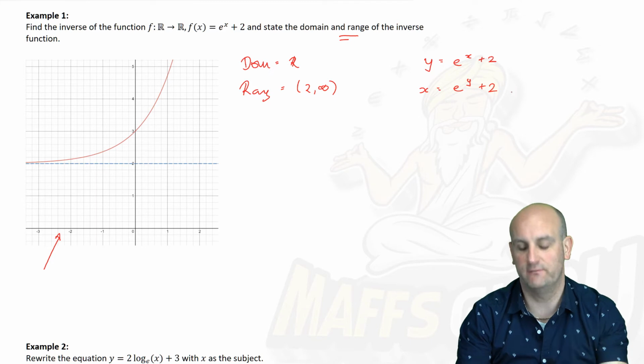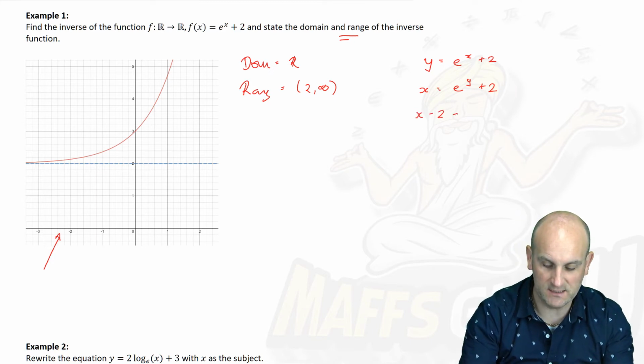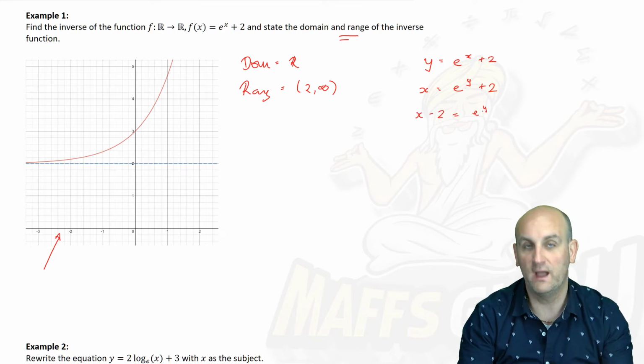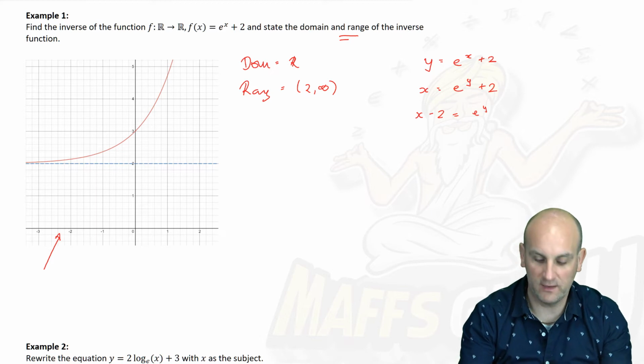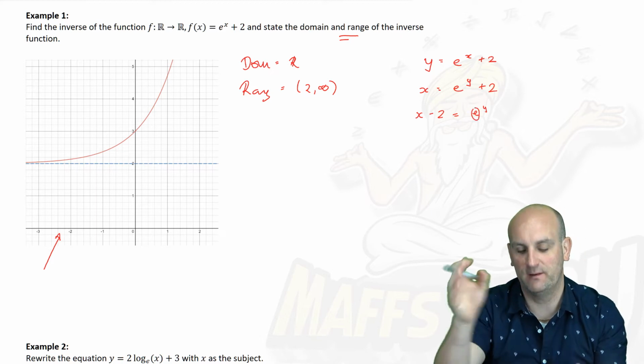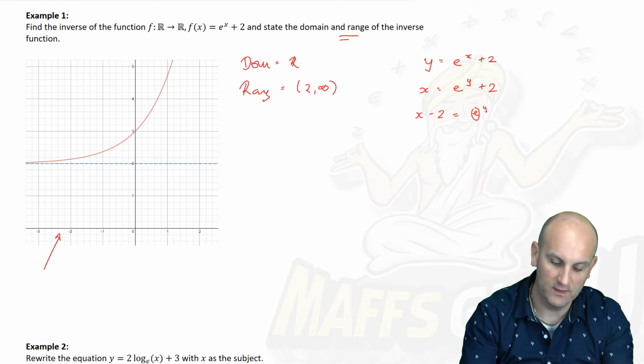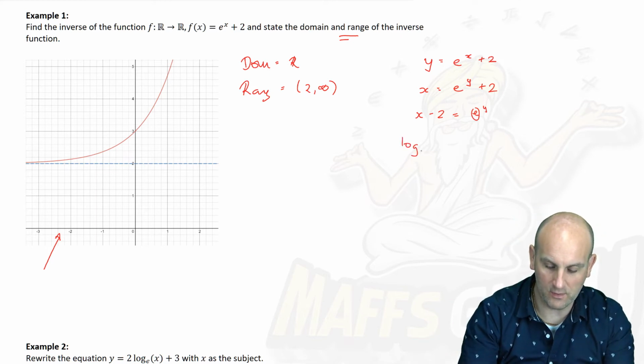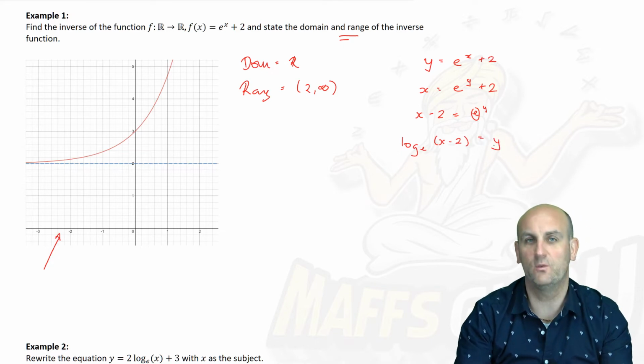First thing I'm going to do, though, is get rid of that 2. So x minus 2 is e to the power of y. And now I'm going to take logs of both sides. What log base am I going to take? Well, e, because I've got e to the power of y, that's what I'm trying to get rid of. So I get the log base e of x minus 2 is equal to y, and whoop whoop, thank you very much, I am done.